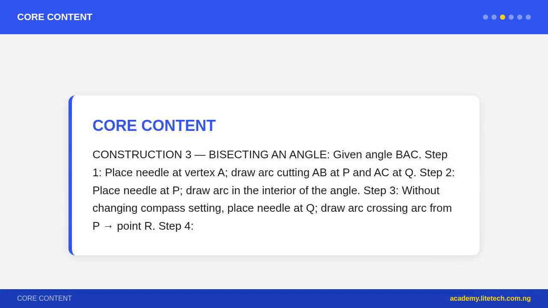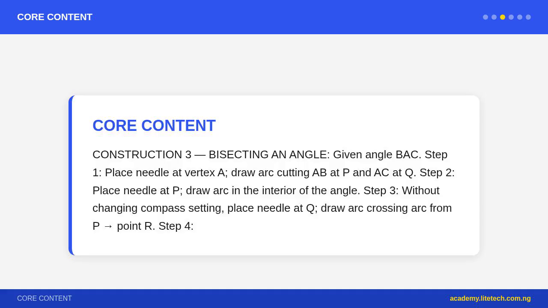Construction 4, constructing a 60 degrees angle. A 60 degrees angle can be constructed using the fact that an equilateral triangle has all angles equal to 60 degrees. Step 1, draw a baseline. Mark point A. Step 2, open compass to any radius R. With needle at A, draw a large arc cutting the baseline at B. Step 3, with same radius, needle at B, draw arc cutting the first arc at C. Step 4, draw line AC. Angle BAC equals 60 degrees.